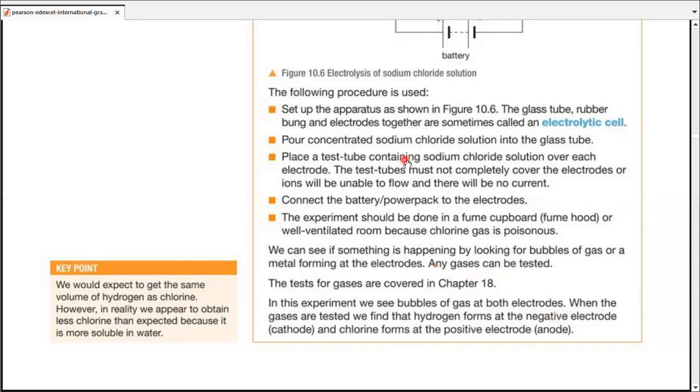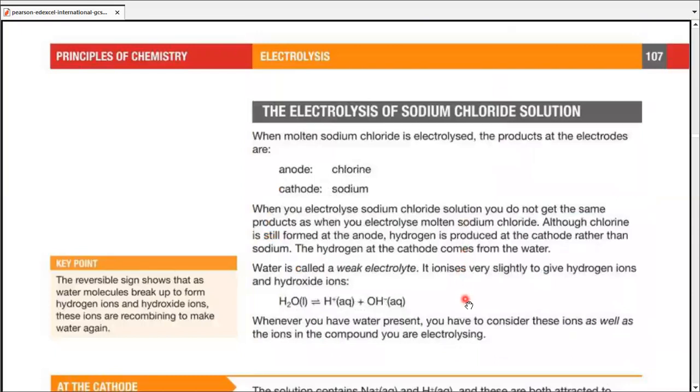All right. So we would expect to get the same volume of hydrogen as chlorine. However, in reality, we appear to obtain less chlorine than expected because it is more soluble in water. Again, a point which will be covered in chapter number 18. So although it's written here, we are going to cover it in chapter 18. And there I'm going to discuss which one's soluble and which one's not, and how it's going to affect the outcomes or the appearance of the apparatus setup in electrolysis.